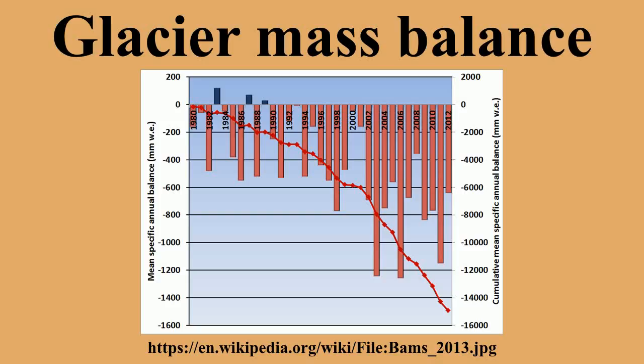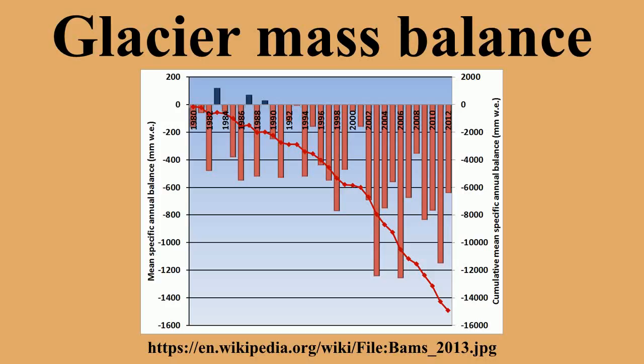In the ablation zone, ablation measurements are made using stakes inserted vertically into the glacier either at the end of the previous melt season or the beginning of the current one. The length of stake exposed by melting ice is measured at the end of the melt season. Most stakes must be replaced each year or even midway through the summer.